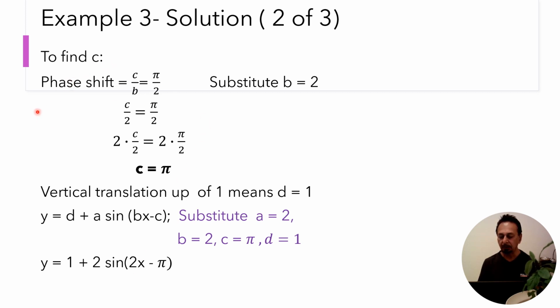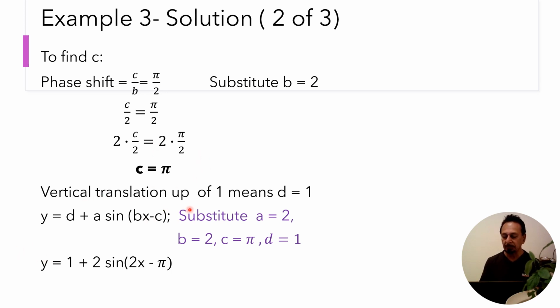So to find c, we use phase shift, which is the formula c over b. And the phase shift given is pi over 2. So we have c over 2, and b is 2. So it becomes c over 2 equals pi over 2. Now to find c, we multiply both sides by 2. So we get 2 times c over 2 equals 2 times pi over 2. 2 cancels. You get c, and 2 cancels gives you pi.